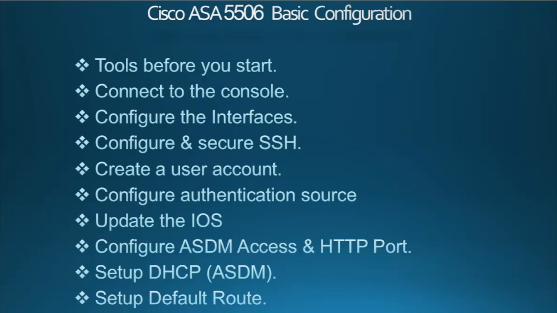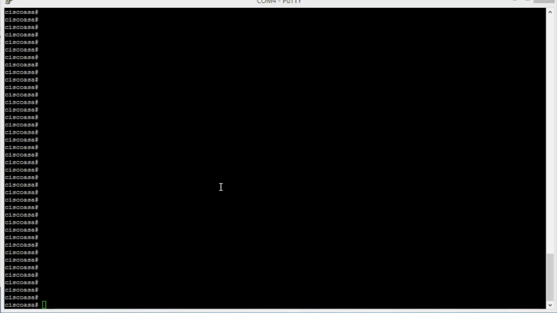On the back side of the ASA 5506, there is a blue labeled console port, and that is where the RJ45 will plug in. And then you define the port, for example port 4. It will be different depending on what system you have.